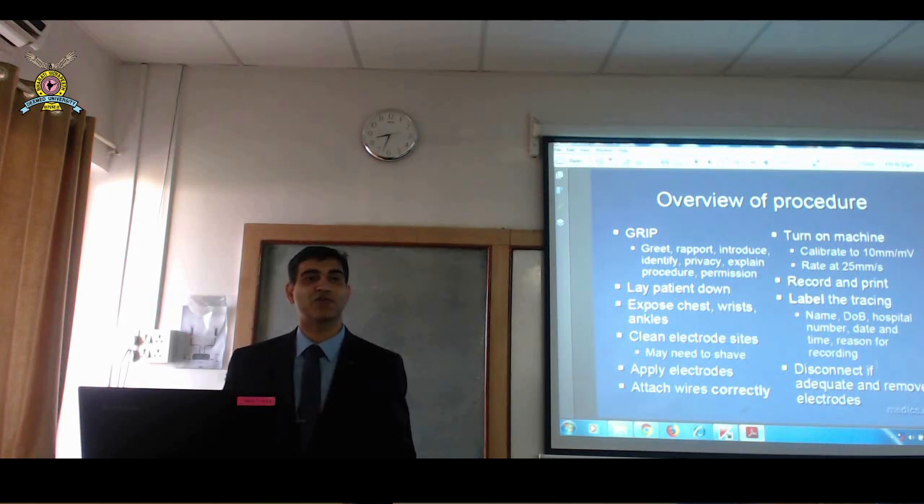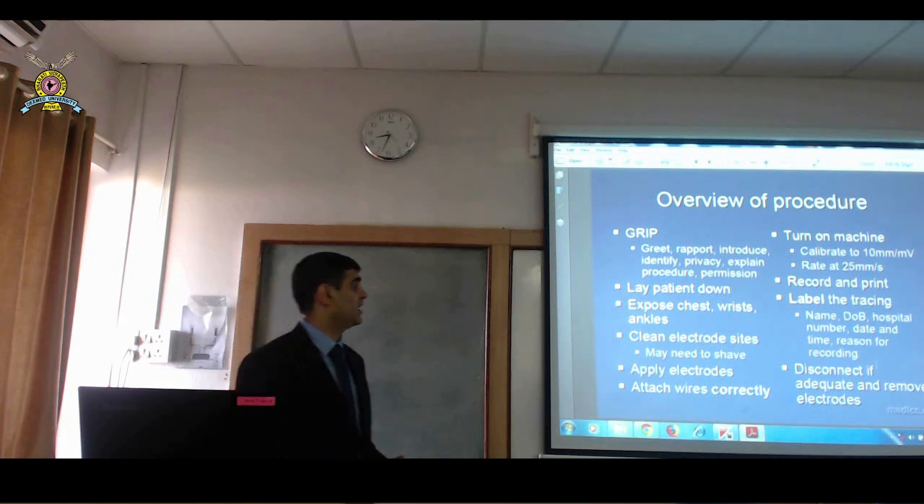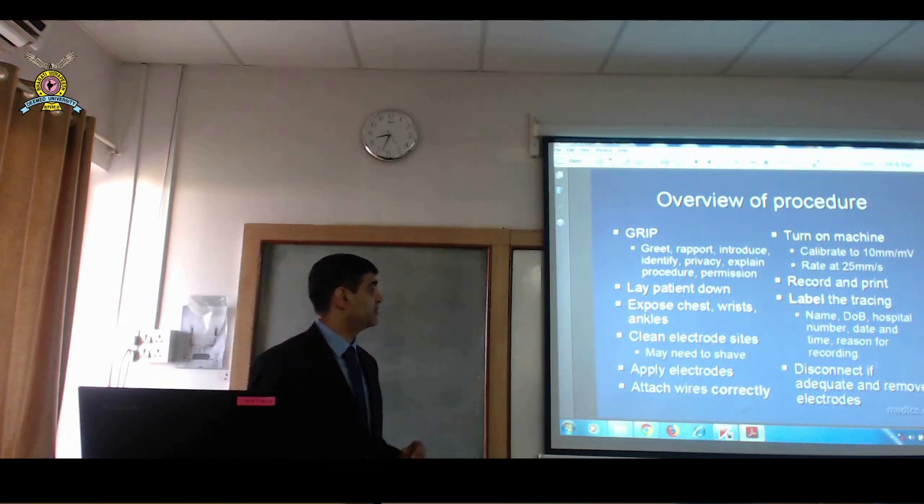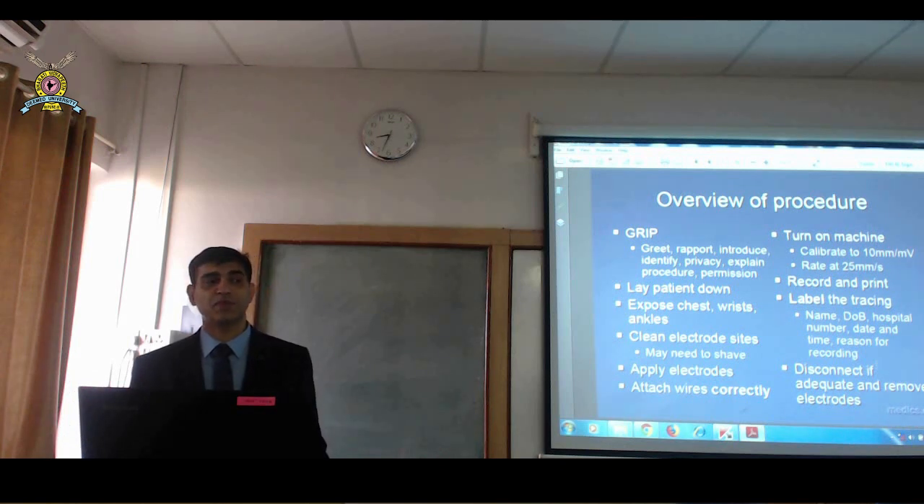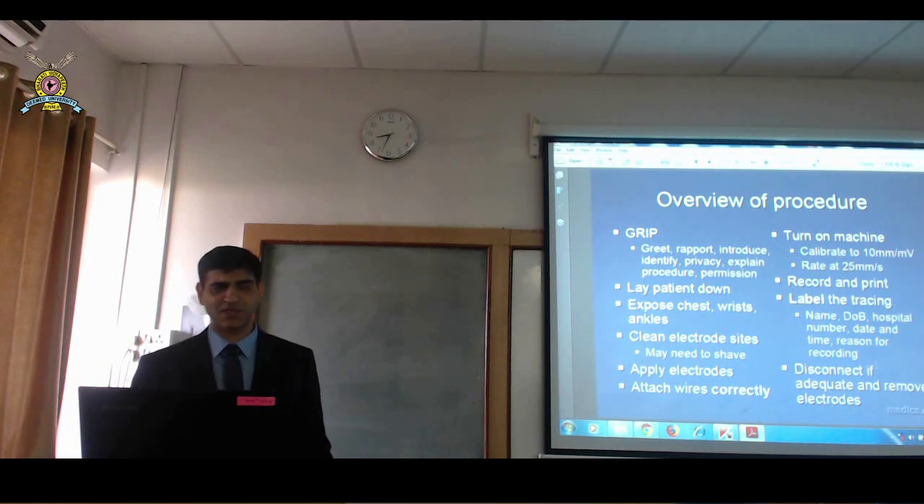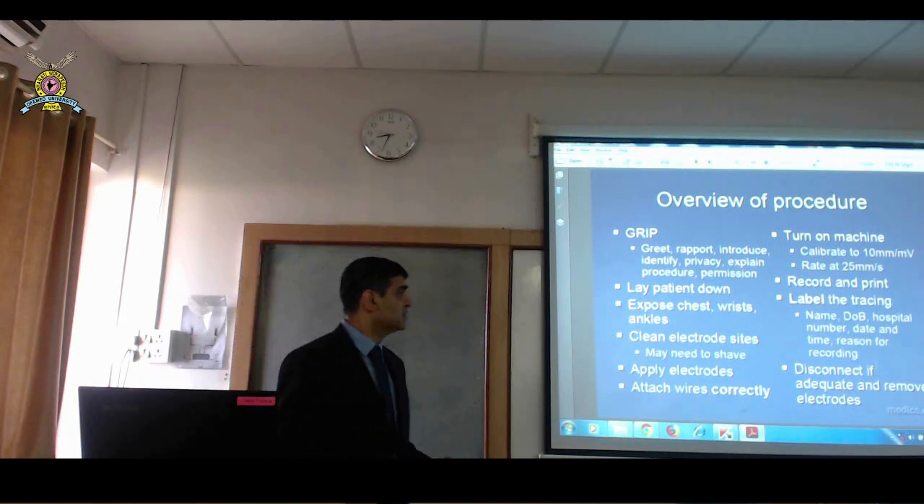A normal ECG may look like VT or atrial fibrillation, and your treatment is going to be wrong. So make sure there are no vibrations and the ECG is clean. You may need to shave the chest. If somebody is very hairy, you may need to shave the areas where you're going to stick your electrodes. Here, people use rubber balls because they're cheaper and electrodes are expensive. Each electrode costs something like 3 to 5 rupees. So people try to save money, but that's fine.